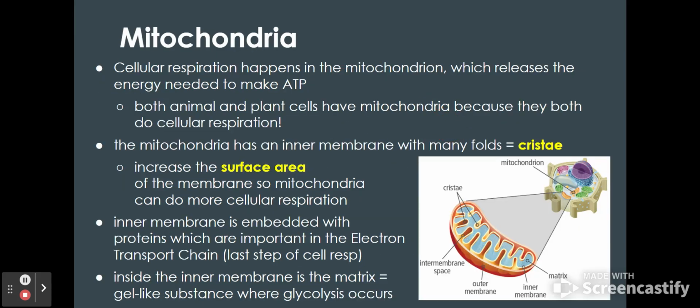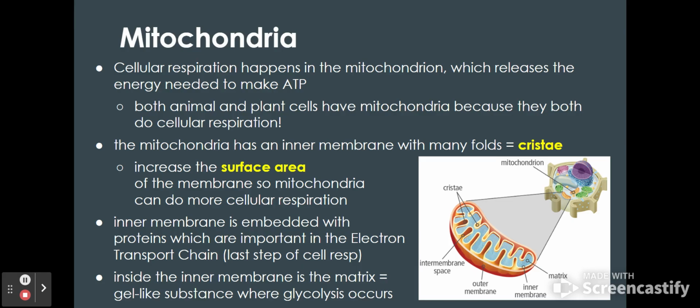Cellular respiration happens in the mitochondrion, which is a singular word for mitochondria, which is a plural. Okay, this releases the energy needed to make ATP through digestion and cellular respiration. Now, both animal and plant cells have mitochondria because they both do cellular respiration. Plant cells are the only ones who have the chloroplast.